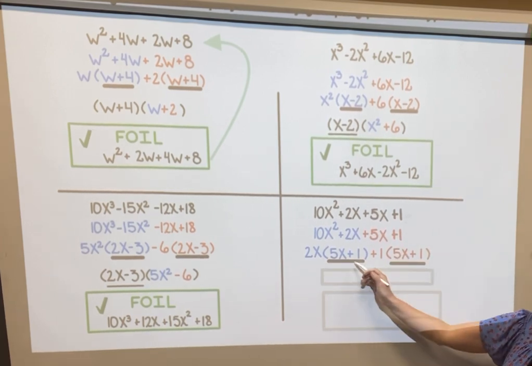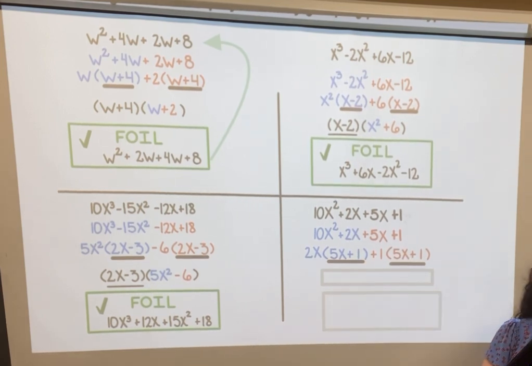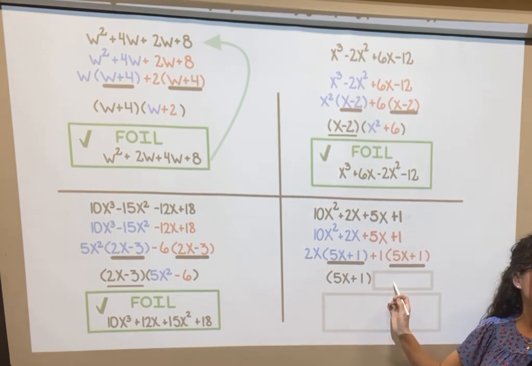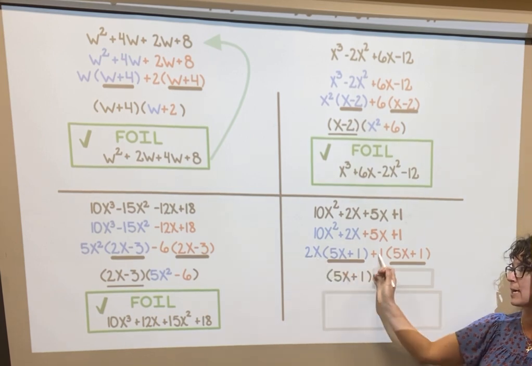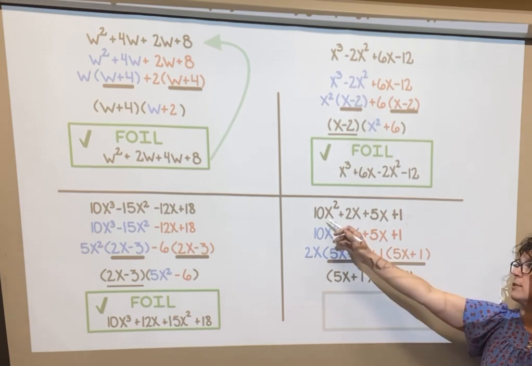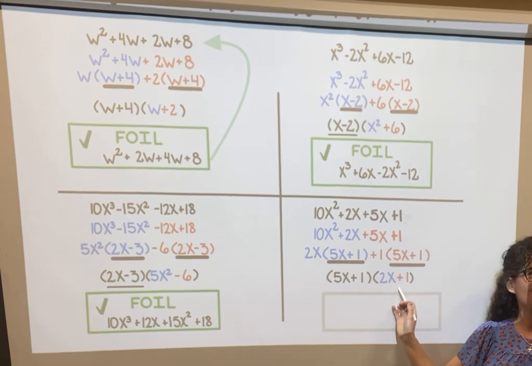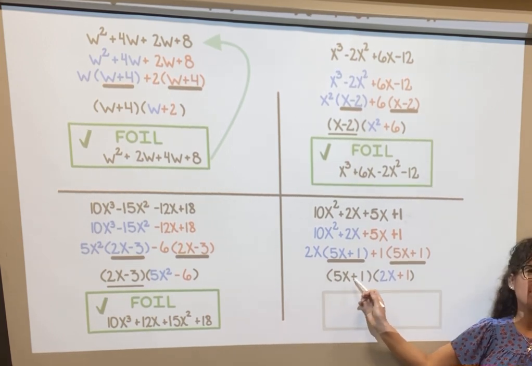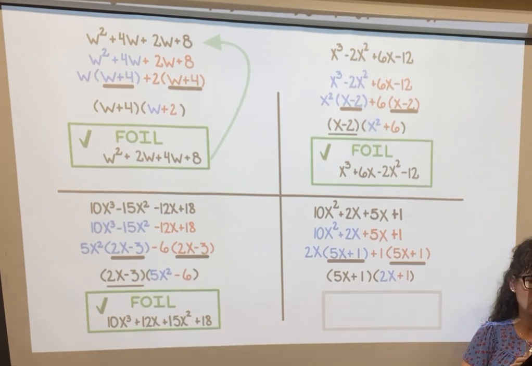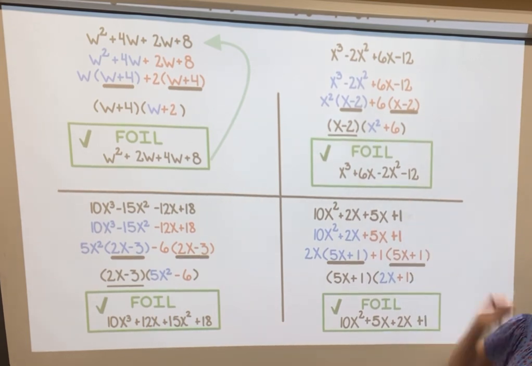We see that both the red and the blue have 5x plus 1. So we're going to take that out front. And so what we have left over from the blue and the red is going to be 2x plus 1. So this factored is 5x plus 1 times 2x plus 1. This is my final answer, but if you multiplied first plus outer plus inner plus last, you could verify and you would see that what we have here is the same as what we started with.